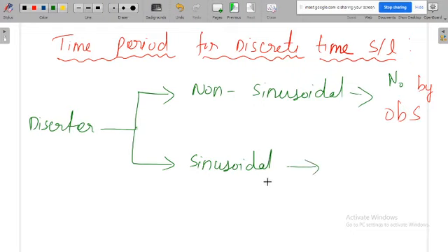But if it is a sinusoidal signal, there are some formulas available. Along with that formula, some conditions are there, and you have to verify those conditions also. Just by plugging into the formula you cannot tell the time period. You have to follow certain rules and conditions. So first we'll see the definition of time period for a discrete signal. Later we will extend it to the sinusoidal discrete signal. First, what is the time period calculation for the discrete time signal.